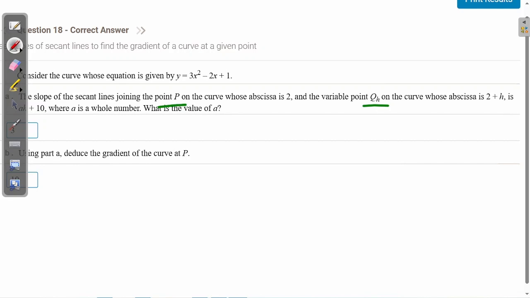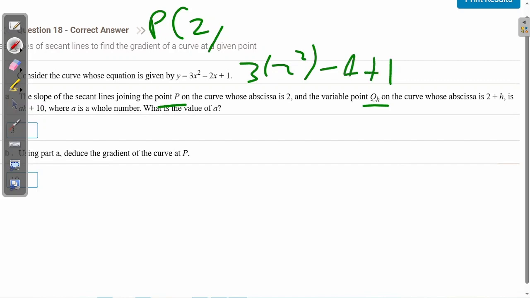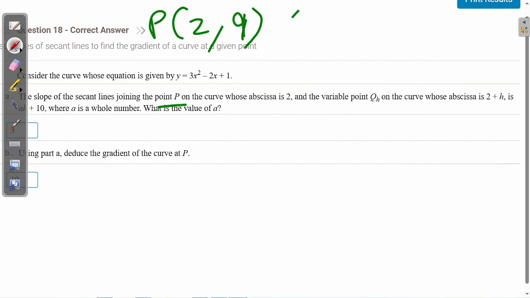First of all we need to find the y and x of each one. For point P, what are we given? Abscissa 2. What's the y? Let's find the y: 3 times 2 squared minus 4 plus 1. So you get 3 times 4, 12, minus 4, 8, plus 1, 9. So you get (2, 9). For QH, the abscissa is 2 plus h.